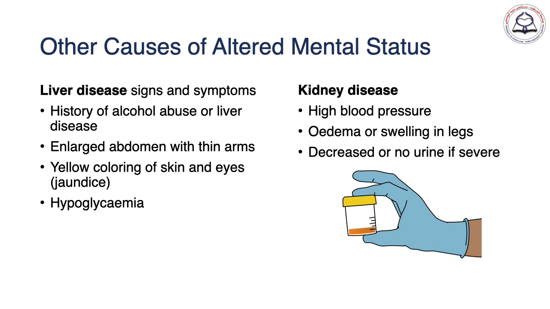Kidney disease: they can have risk factors like diabetes and hypertension. They can present with edema in the legs and even generalized body edema and decreased urine output.